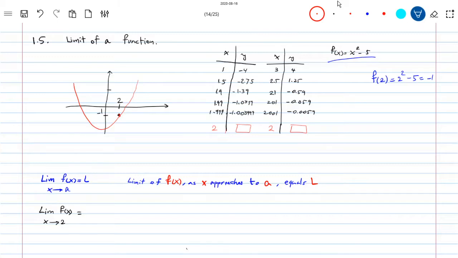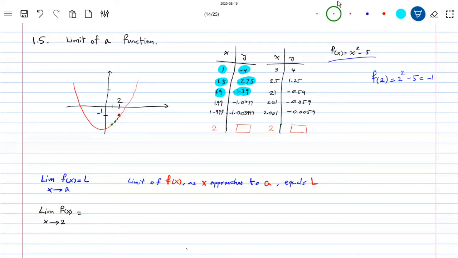Now what if we didn't have the graph or the f of x function? What if I tell you this trend: if you pick x value of 1, the y value is negative 4. If you pick x value of 1.5, the y value becomes negative 2.75. If you pick 1.9, the y value gets to be negative 1.39. So basically I'm looking at the pattern: if I pick specific x values, starting with 1, I get this y value. The next point gives me this y value, and so on.